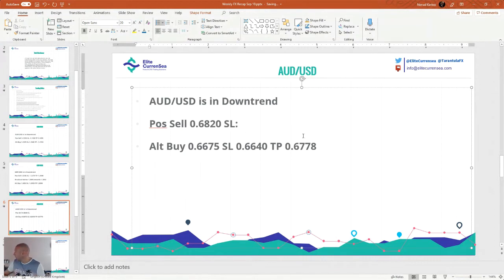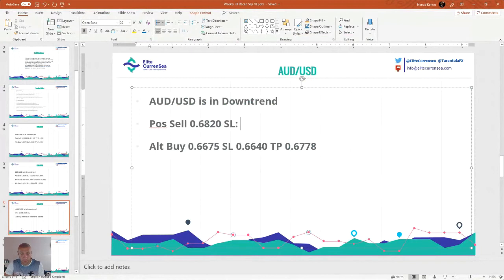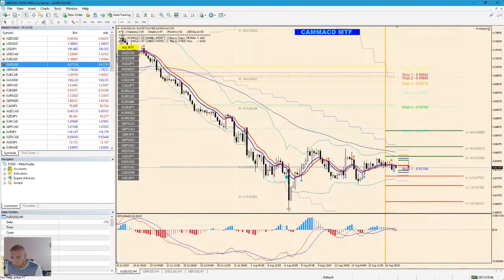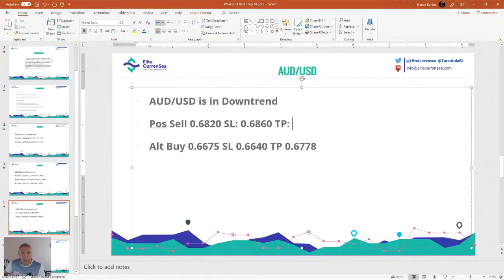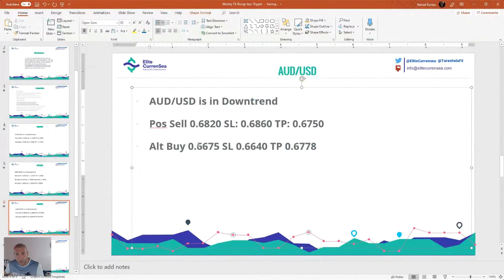Stop loss here is, okay. Stop loss is 68.60, with a target of 67.50. But for a buy trade, I would go a little bit lower, 67.30.